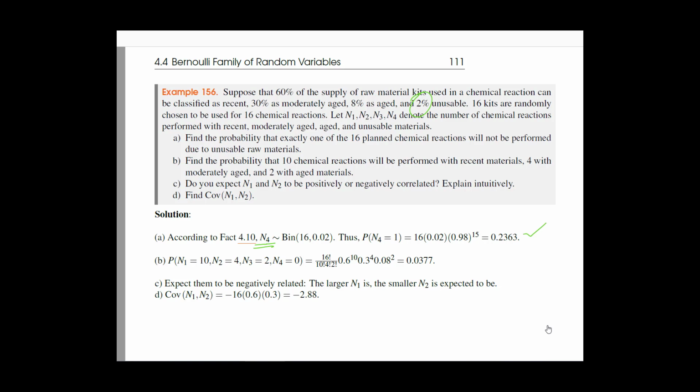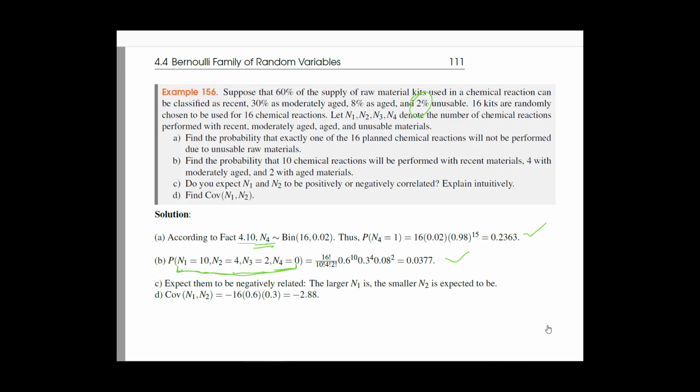All right, part B. Find the probability that 10 chemical reactions will be performed with recent material, 4 with moderate, and 2 with aged. So they give you 3, right? 10, 4, and 2. And since the sum has to be 16, it turns out that n4 has to be 0. So that's the probability that we've been asked. This is a PMF, and we know the formula right here.